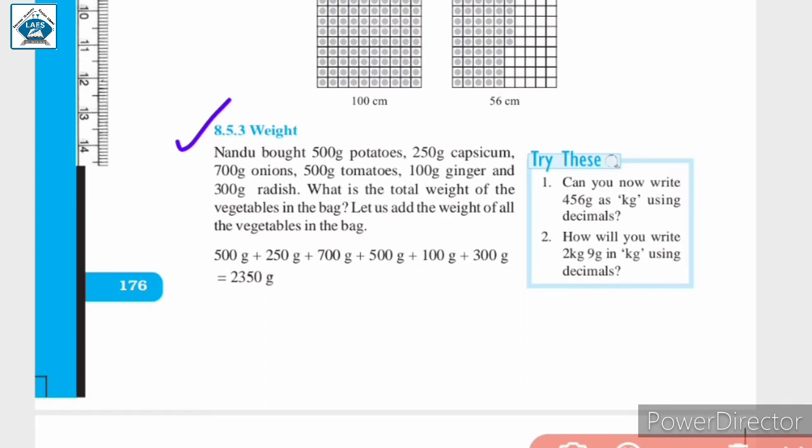Weight. Nandu bought 500 gram potatoes, 250 gram capsicum, 700 gram onions, 500 gram tomatoes, 100 gram ginger and 300 gram radish. What is the total weight of the vegetables in the bag? Let us add the weight of all the vegetables in the bag. यानी कि ये जो यहाँ पर numbers given हैं, सबको add कर देंगे तो हमें total weight मिल जाएगा. Because for finding total we will find the sum. Okay, तो we will add 500 plus 250 plus 700 and so on. When we add we will get 2350 grams.